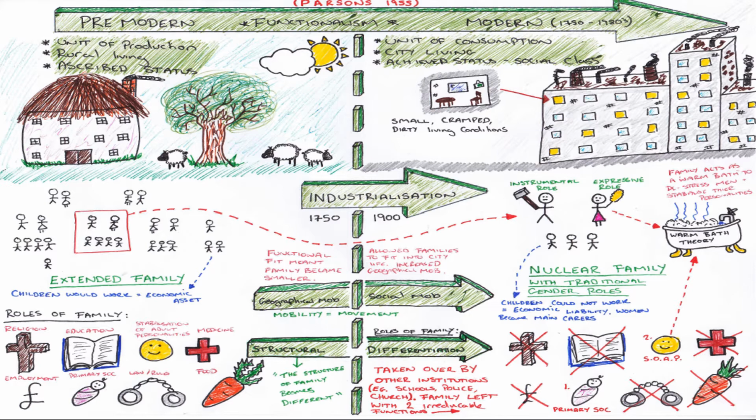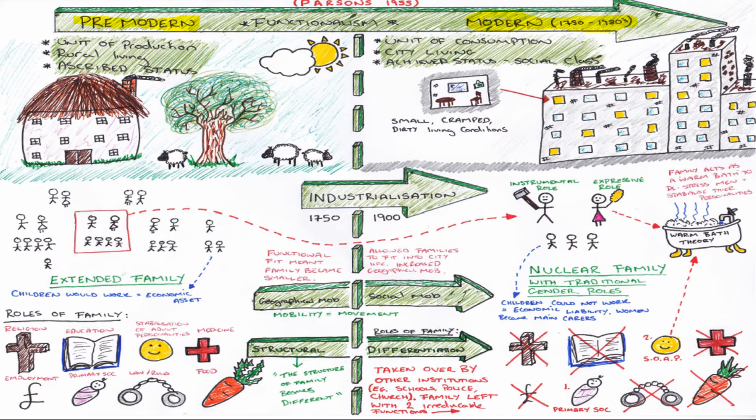And what I've tried to summarize on this one graphic is all the elements of his theory and how they relate to one another. So we'll start going through this at the very top here with this big arrow. Now, Parsons looked at the family and how it shifted between the pre-modern and the modern. So the pre-modern was anything before 1750. The modern was the 1750s to 1980s, those key periods of time.